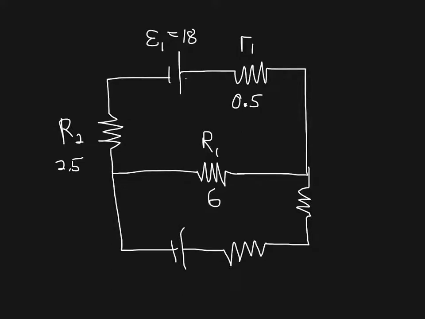So we have big R3. Big R3 is 1.5. We have little R2. Little R2 is 0.5. And then we've got our second battery, and that is 45 volts. Okay, so they give us values for all of those.